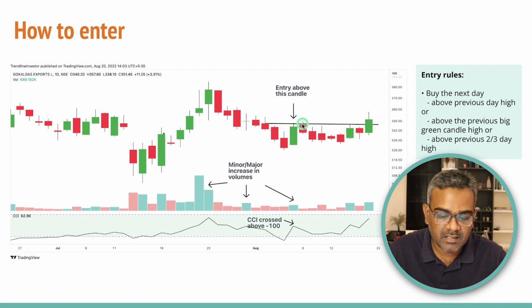Which means the next day the candle crossed. So you enter above this, or you enter above the recent 2 or 3 day high. You can also enter above this point if you're risk averse, or you can enter above the swing high, depending on what you want. But I usually enter above the previous day's high, so that I take an early entry with the smallest stop loss available. Okay, so that's how you enter the stock.